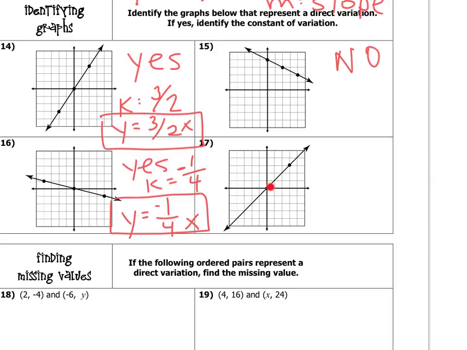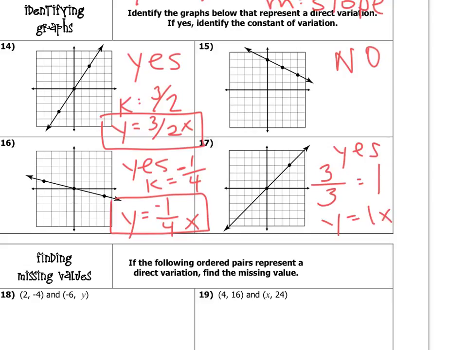All right, over here. Okay, crosses through our origin, so this is a yes. Okay? And then we need to figure out our slope from this point to that point. So I'm up 1, 2, 3, over 1, 2, 3. So this one gives me 3 over 3, and it's a positive graph, so I get 1. So then my equation is just going to be y equals 1x.